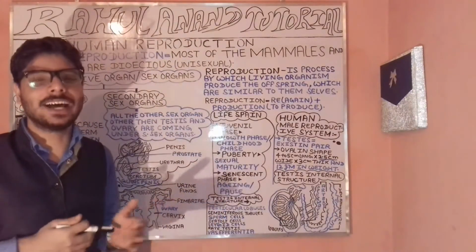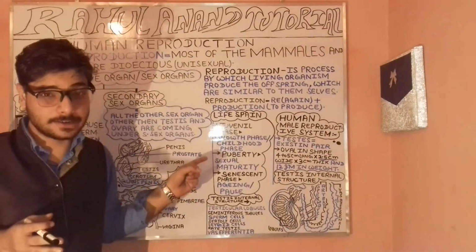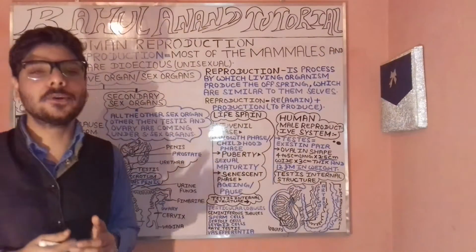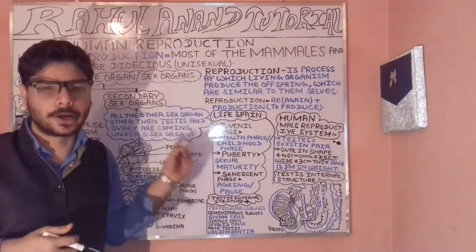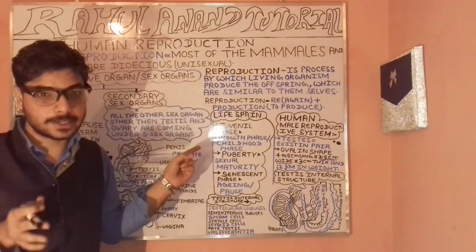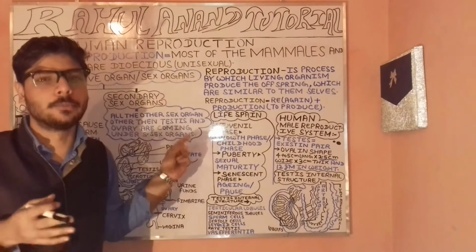Now let's begin with very interesting topics which are often asked in your NEET and AIIMS. These belong to which chapter of your book? These belong to human reproduction. So let's understand this with human reproduction.